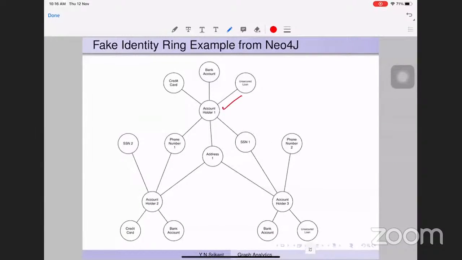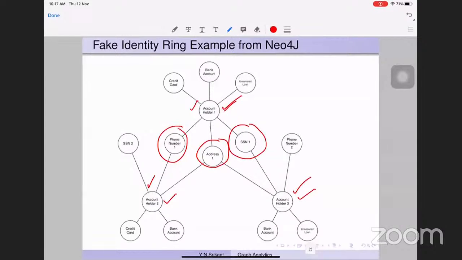So here is account holder 1, account holder 2, account holder 3. Now this address is shared by all the three holders, but these accounts may be in different banks. So they have no idea that they are sharing the address. Whereas these people share the phone number, right? And then these two share the social security number. In our case, it will be the Aadhaar number.